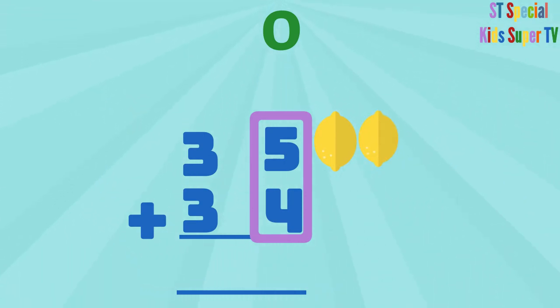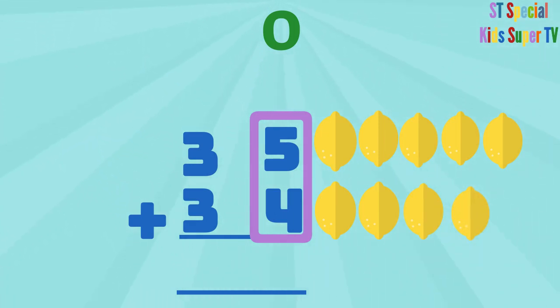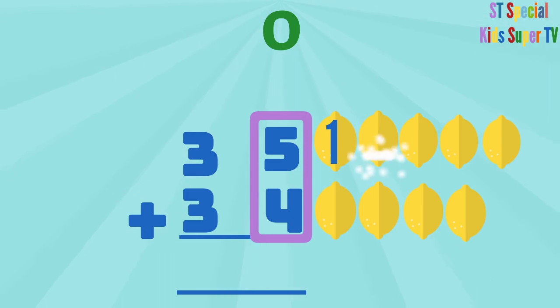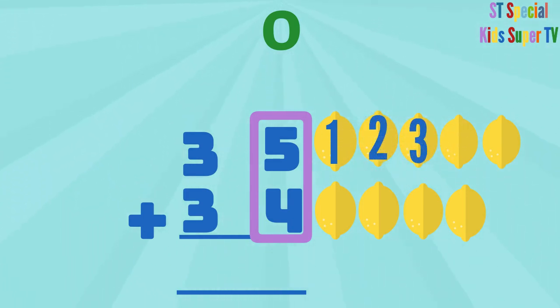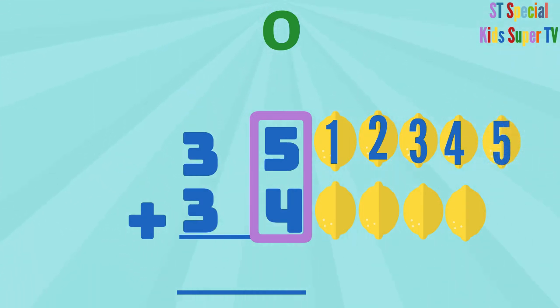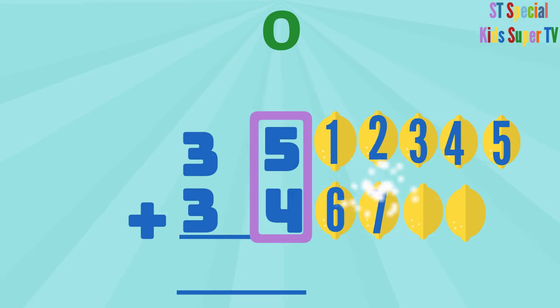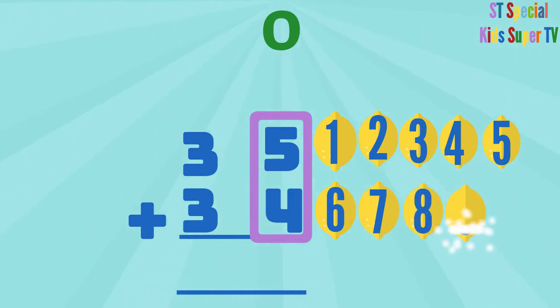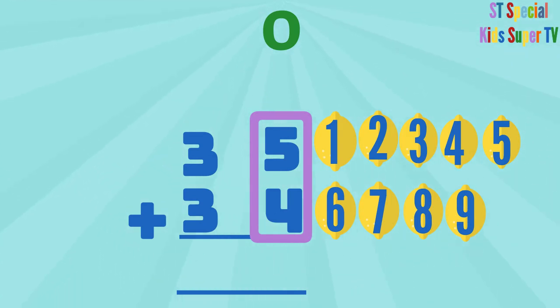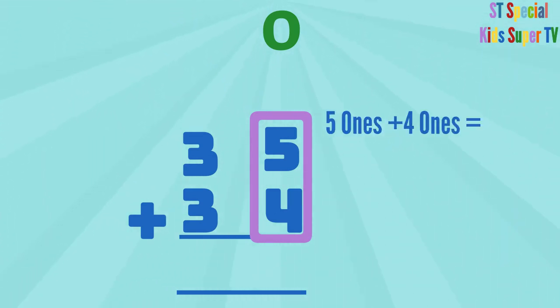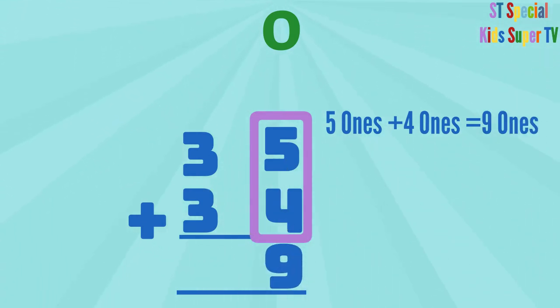Counting 1, 2, 3, 4, 5 lemons plus 1, 2, 3, 4 lemons equals 1, 2, 3, 4, 5, 6, 7, 8, 9 lemons. That means 5 ones plus 4 ones equals 9 ones.